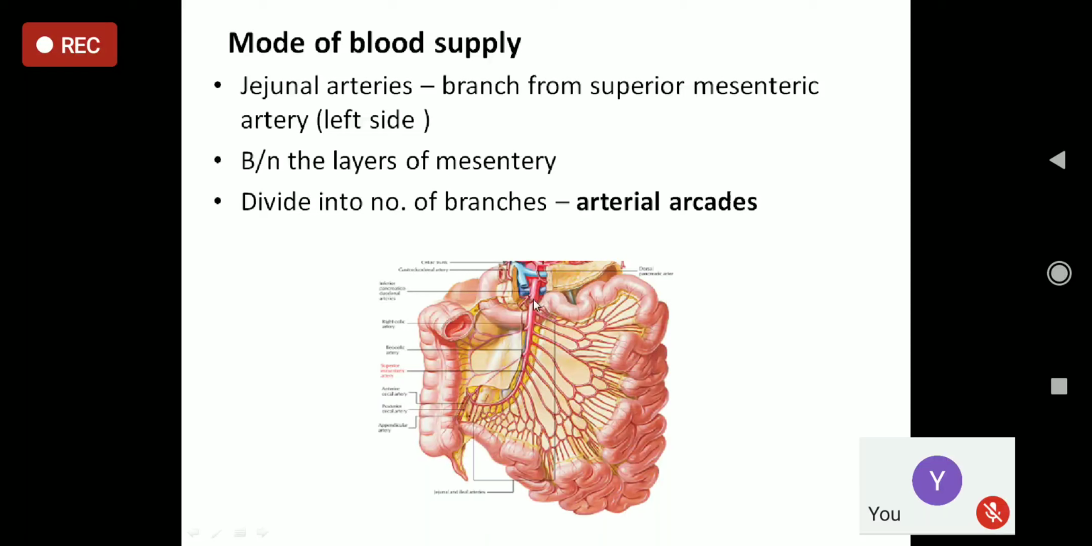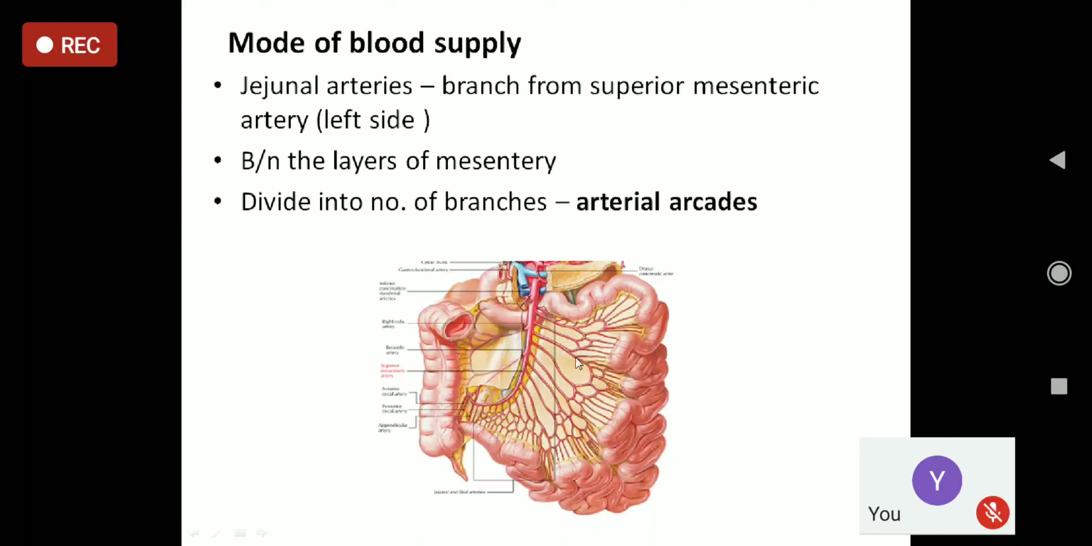superior mesenteric artery. Now this is the superior mesenteric artery here, which is a branch of the abdominal aorta, and these jejunal arteries arise from its left side and run between the layers of the mesentery. Now this mesentery consists of 2 layers, and the jejunal arteries run between the 2 layers. Here you can see these jejunal arteries again divide into a number of branches, and they form an arch. Can you make out this arch? So these are the arches.